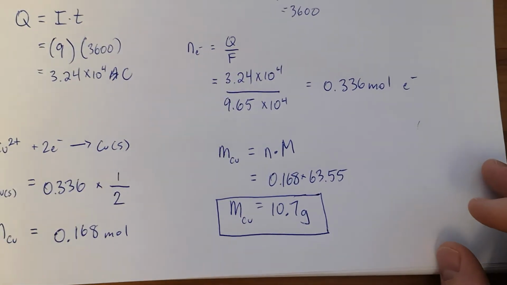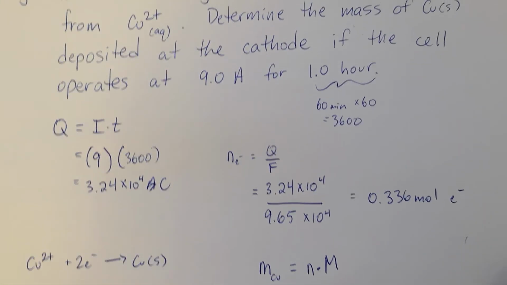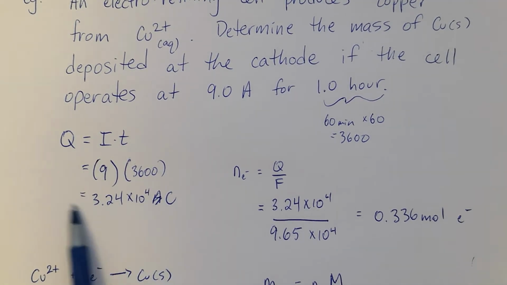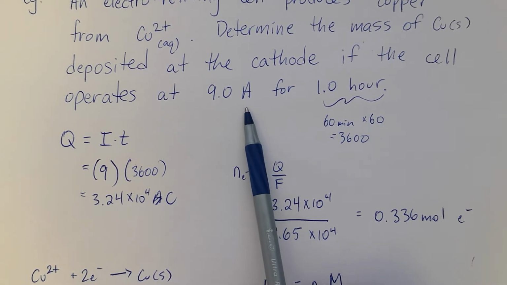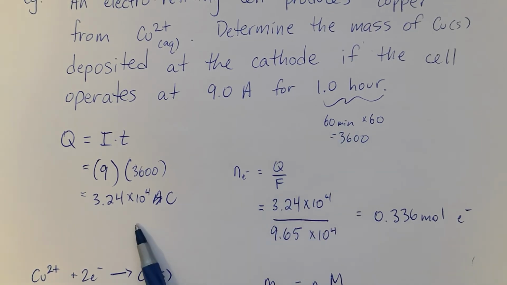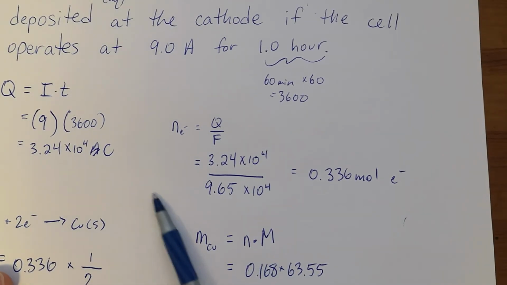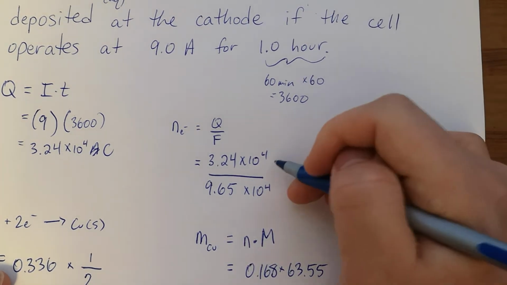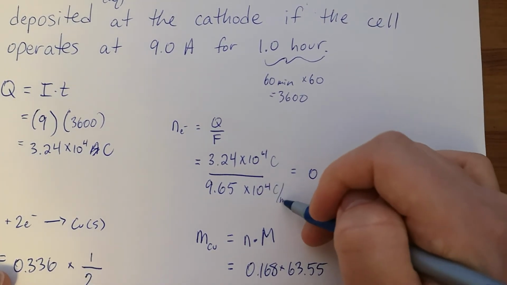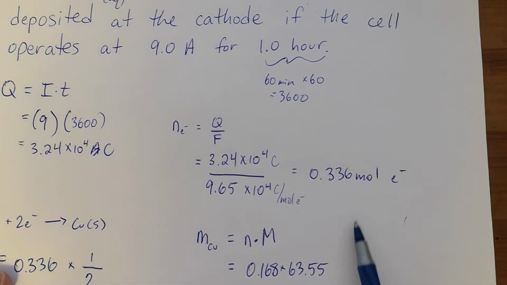All right, I just want to go over all those steps one more time so you know what's going on. First, we found the total charge transferred by this circuit, or by this cell. 9 amps, which is a lot of current, but it's certainly obtainable, for a full hour, transfers this many coulombs. Alright, coulombs is just total charge. Faraday tells us that every mole of electrons has this much charge. Again, what we did is coulombs divided by coulombs per mole of electrons. That gives us moles of electrons.